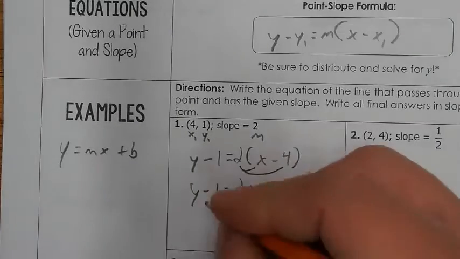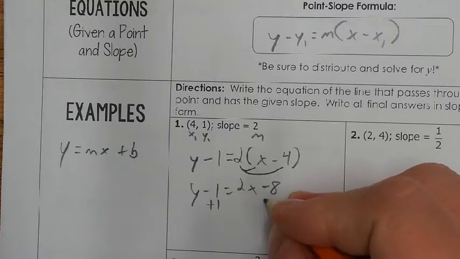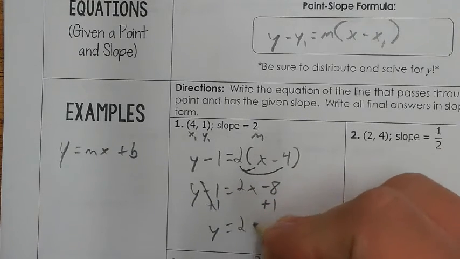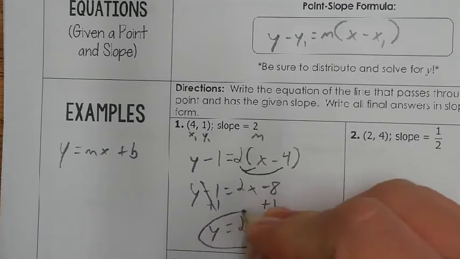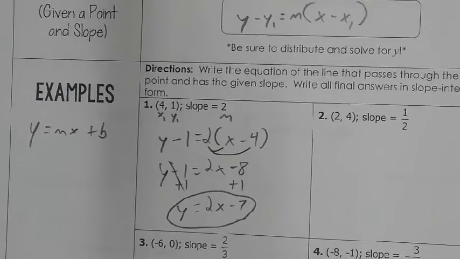Add 1. And what are we going to add 1 to? The 2 or the 8? The negative 8. Good, because they're like terms. So that gives us y equals 2x, negative 8 plus 1 is negative 7. And that's all you do. Alright. So let's do another one just to make sure.